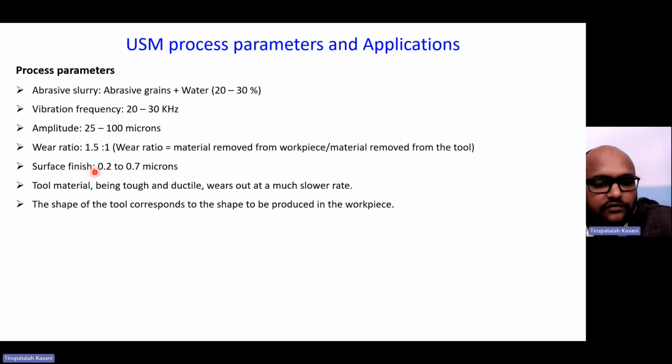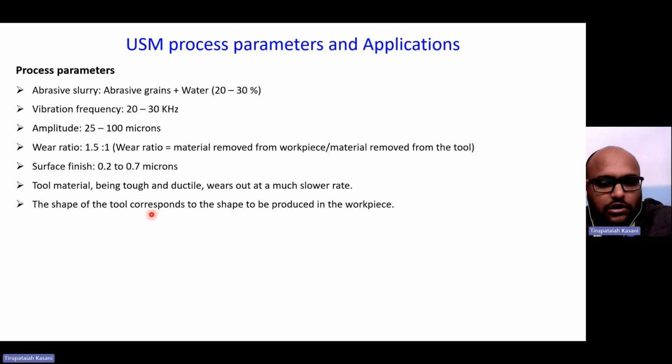Surface finish: after the machining process, after removing the material from the workpiece, the surface finish is around 0.2 to 0.7 microns, and the tool material, being tough and ductile, wears out at a much slower rate. If I am using a tool material that is highly ductile, then the wear rate we can minimize. Wear rate is less. If it is a hard material, the tool will wear very fast.